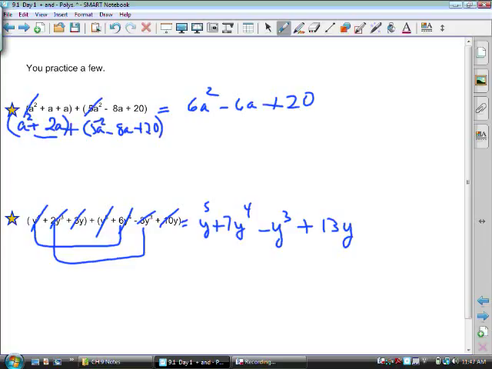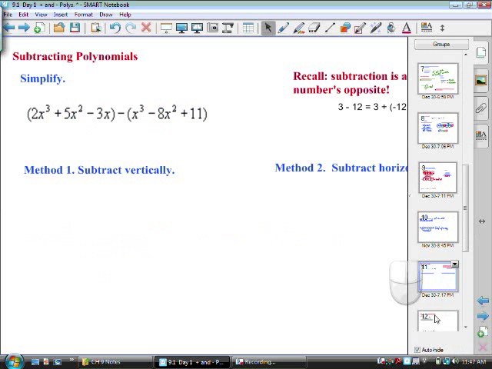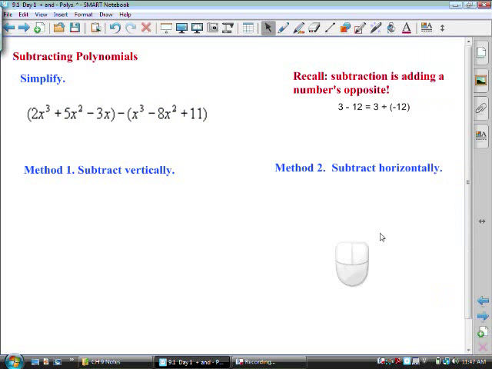Okay, so you start with the highest power first that you can find. Don't miss it. It was y to the 5th. All right, and then you combine the ones that have exponent 4. Y to the 4th and 6y to the 4th, they're adding up to 7y to the 4th. And cross them out as you go along. Okay, now subtracting. Remember, subtracting is the same as adding the opposite.